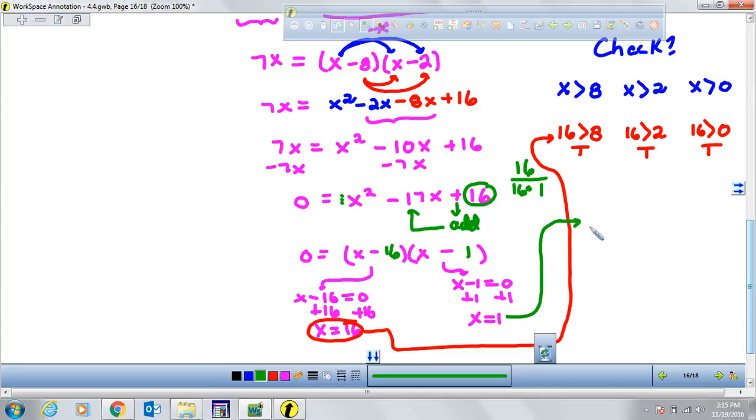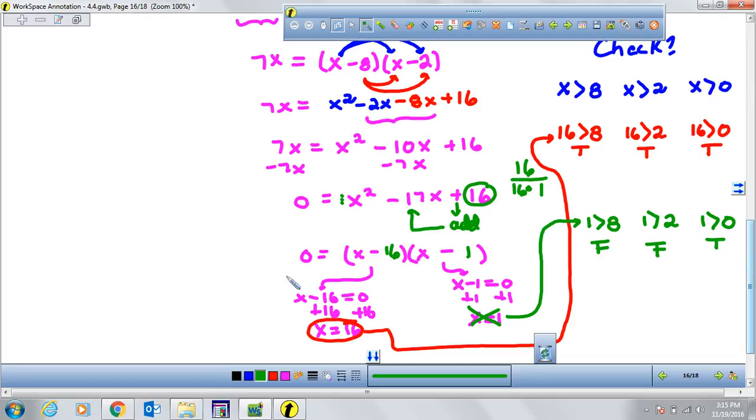Do the same with 1. X, which is 1, is that greater than 8? That is automatically false. And if you check the other ones, is 1 greater than 2? That is automatically false. The only one that is satisfied is the last log, but in order for it to be a real solution, it has to be true on all the domains. It is false on the first two, even though it is true on the last one. It is not a real solution because it is not in the domain of all the expressions. So the only real solution for this equation will be x equals 16.